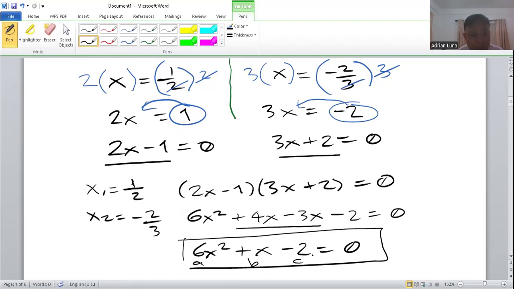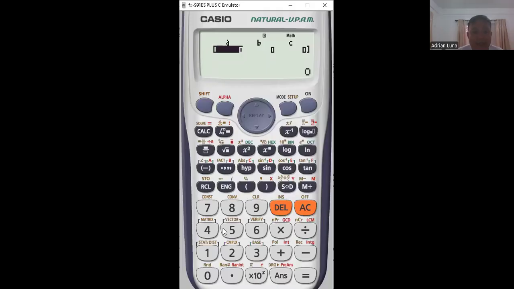Now let's double check kung ito yung lalabas na values ng roots pag ginamit natin yung calculator natin. So value of A is 6. 6 equals, value ni B is 1. So 1 equals, and value ni C is -2. -2 equals, then another equal sign, 1/2. And x of 2 is -2/3. Check nga natin. Yun. Correct.